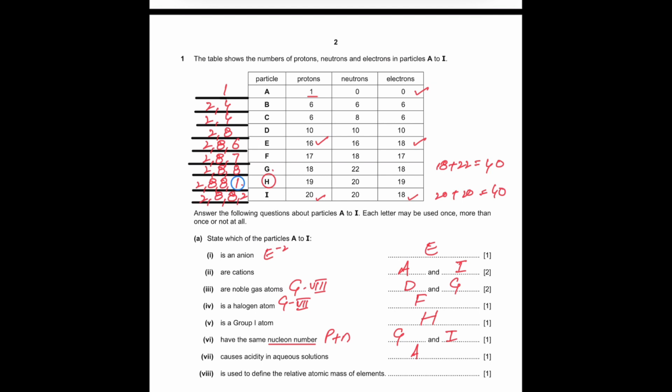Question 8 is used to define the relative atomic mass of an element, that is carbon 12. Carbon 12. So it's 6 and 6 here because 6 plus 6 is 12. Here the 6 is the proton and 6 is the neutron. So the sum of the neutrons and protons is equal to 12, and that is the atomic mass of carbon.